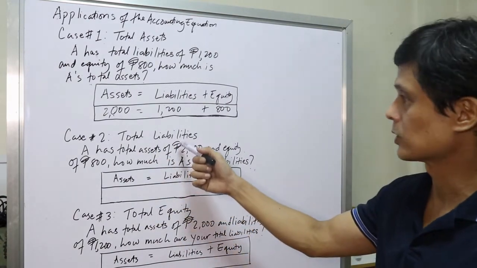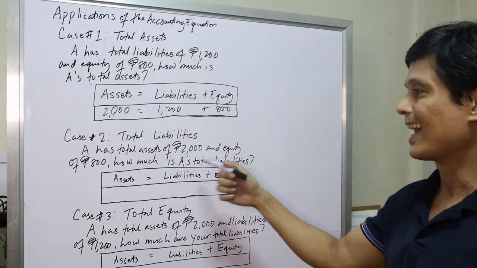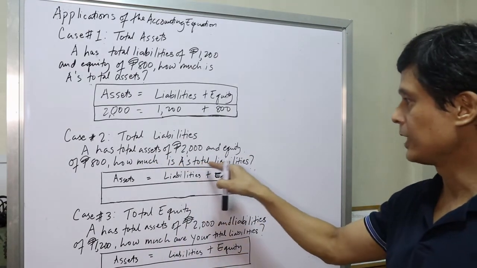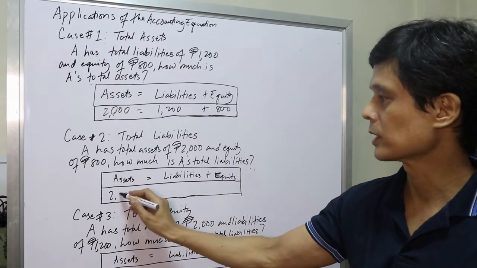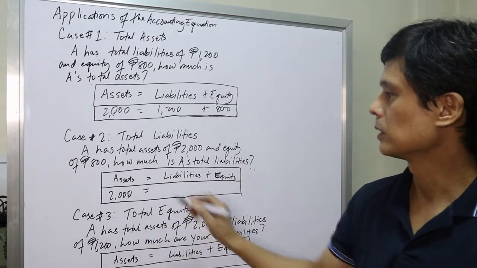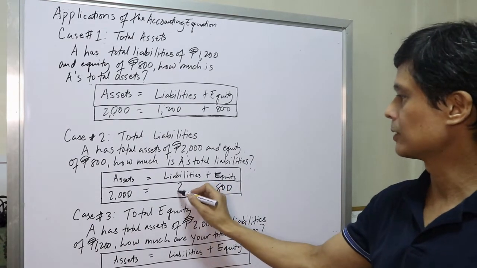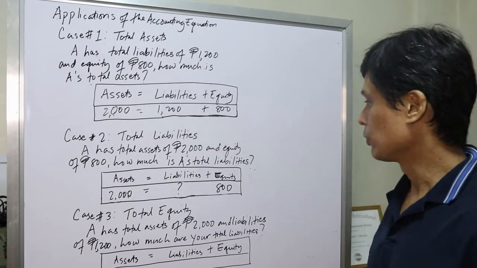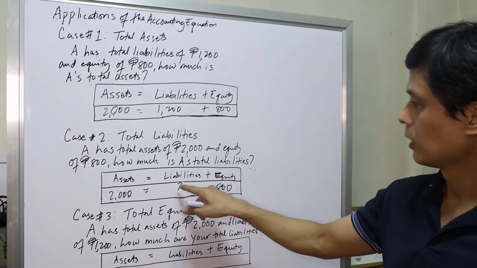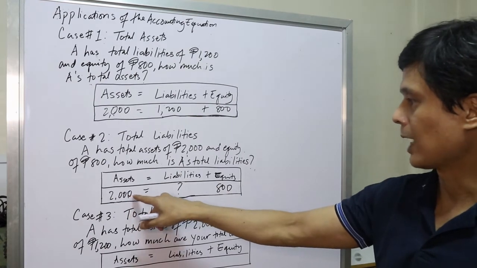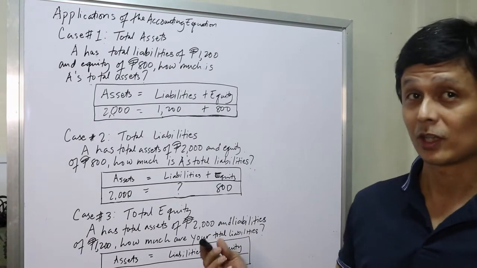That's case number 2, which is total liabilities. A has a total assets of 2,000 and equity of 800. How much is A's total liabilities? So, given dito yung total assets na 2,000 and equity of 800. So, this one is missing yung liabilities niyan. Now, you can deduce from this equation na itong dalawa, yung total assets, pag minus mo dito sa equity, ilalabas is yung 1,200.